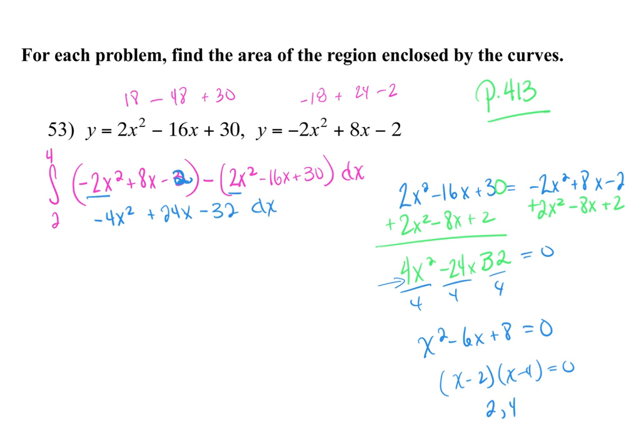So it's always going to be what you got here or the negative of everything of what you got there. And then I have a fairly easy antiderivative. It's negative 4/3 x cubed plus 12x squared minus 32x. And I'm going from 2 to 4. And you just plug it in. So plug in your 4, subtract what happens when you plug in your 2, and round it.